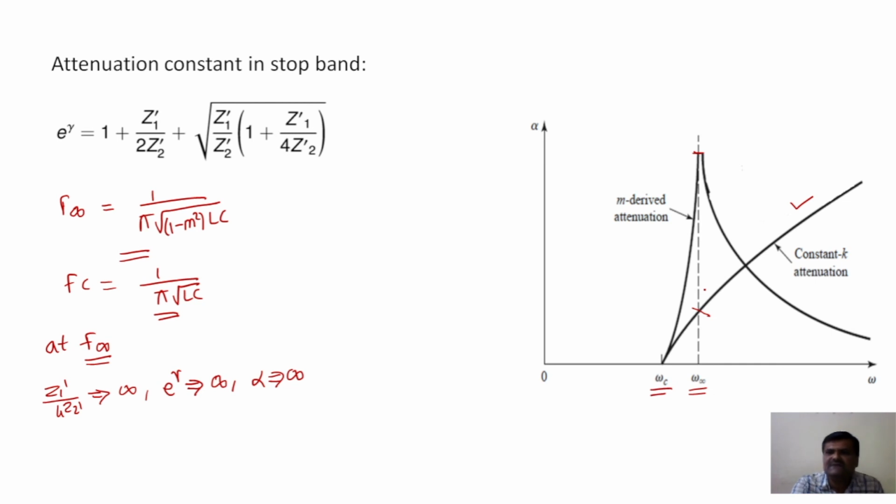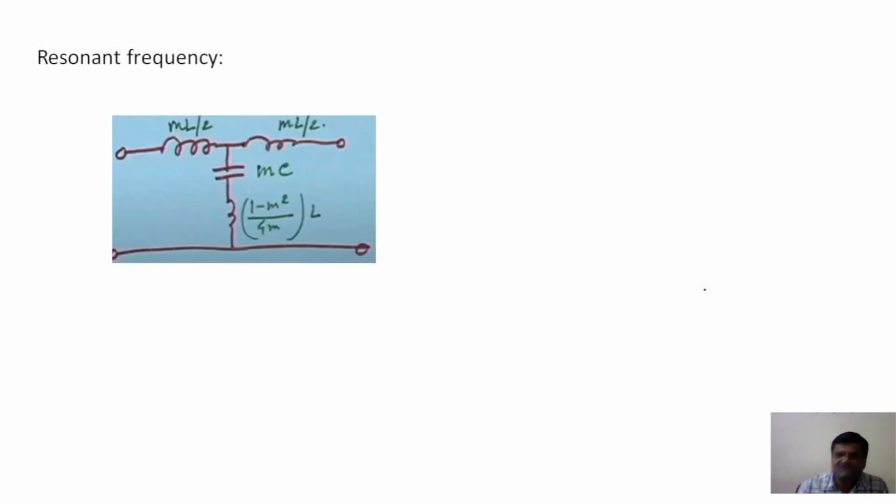Now, next we'll see how omega infinity can be achieved. The concept says that it can be achieved by using a resonant frequency. The series arm is a very important part, and the shunt arm is also a very important part. By the resonant frequency of this, you can achieve infinite attenuation at a frequency.